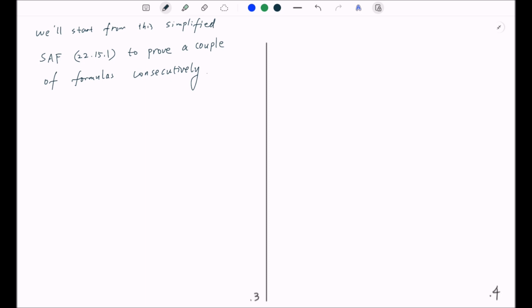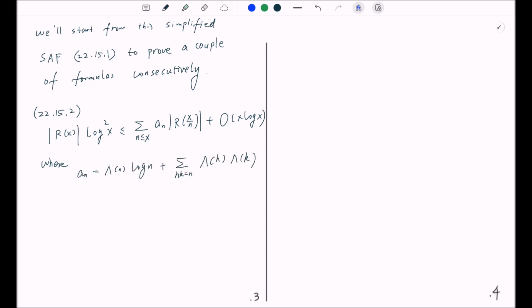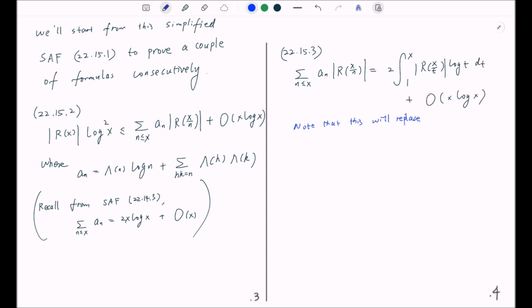The first formula we're going to prove is the following. We show that the absolute value of r of x times log of x squared is less than or equal to, and the coefficient here is, at this point, please recall that the summation of a_n's is precisely the left-hand side of the second Selberg's asymptotic formula. So this is the first formula we're going to prove. The second formula we're going to prove is something that you replace this part on the right-hand side by an integral. And there will be more formulas following these two. But we will start by proving 22.15.2.